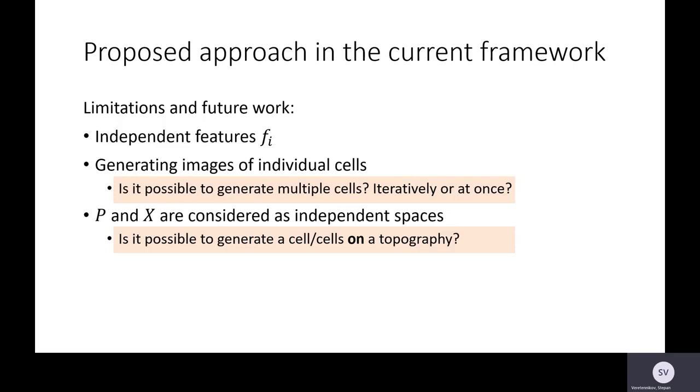And the third point is that P and X are considered as independent spaces. And the question is, is it possible, and whether we need it actually, is it possible to generate a cell or cells on a topography? So as input, we take a picture of topography, and as output, we see the picture of the same topography, but with the cell placed on this topography. And again, the question is whether we need this or not.